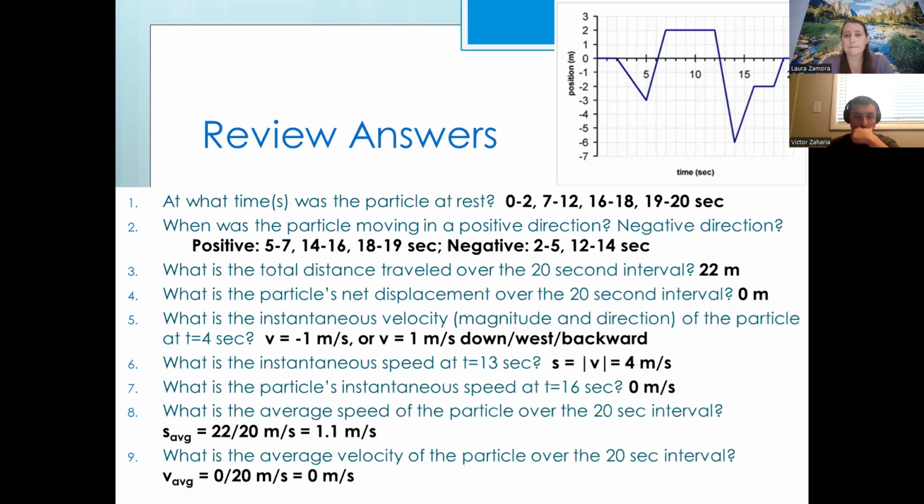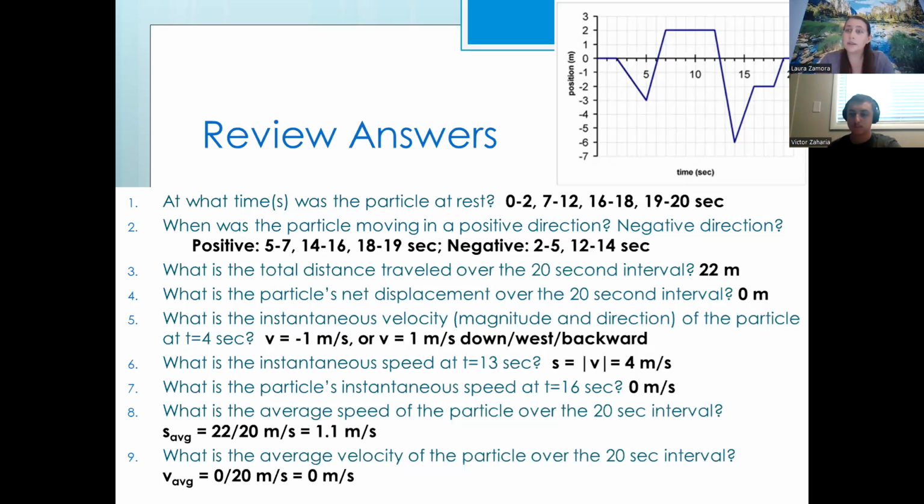Why is it west? You said the velocity could be 1 meter per second down, west, or backward. Yes. Remember, when we have our cardinal directions, like north, south, east, west, and that's how we're defining our directions, north and east are positive directions, and south and west are negative directions.